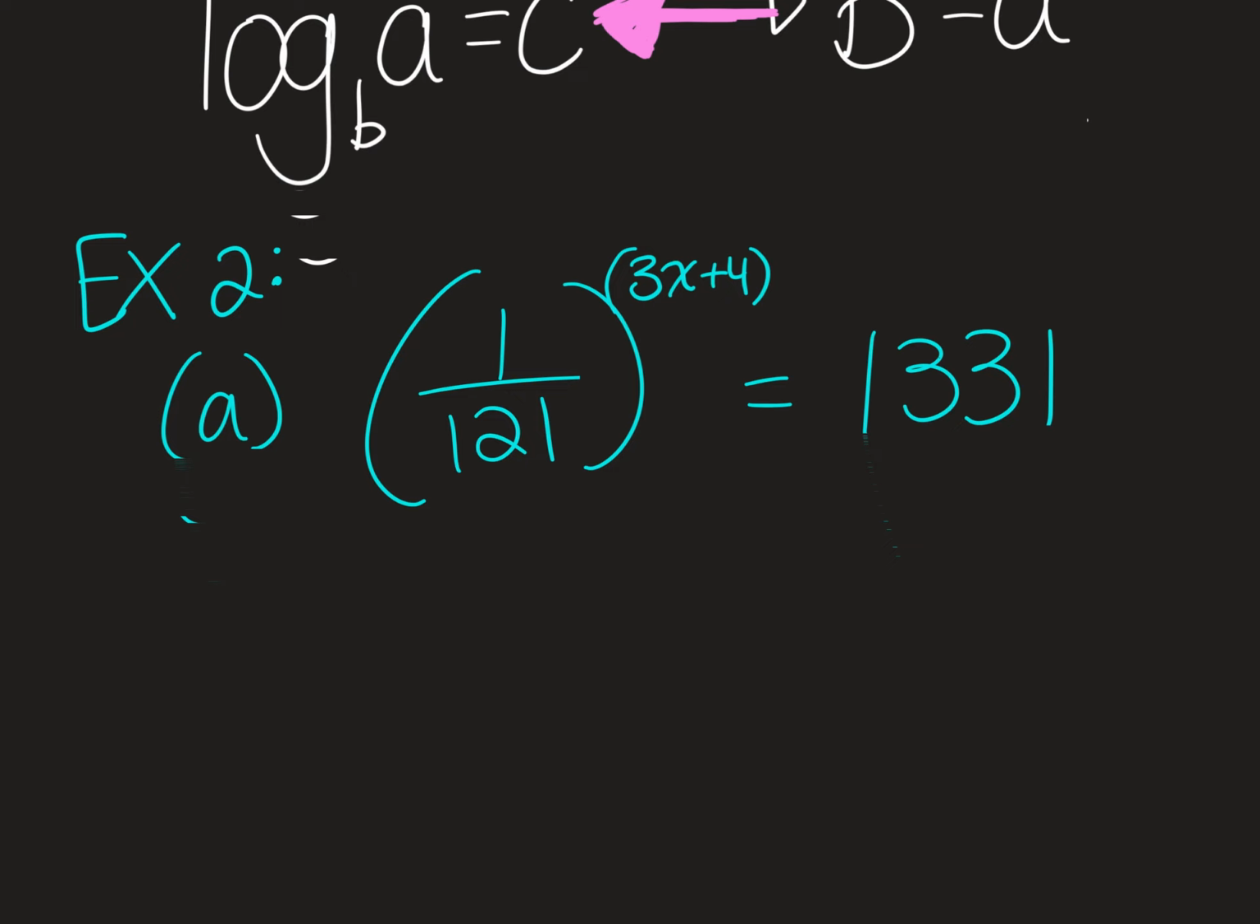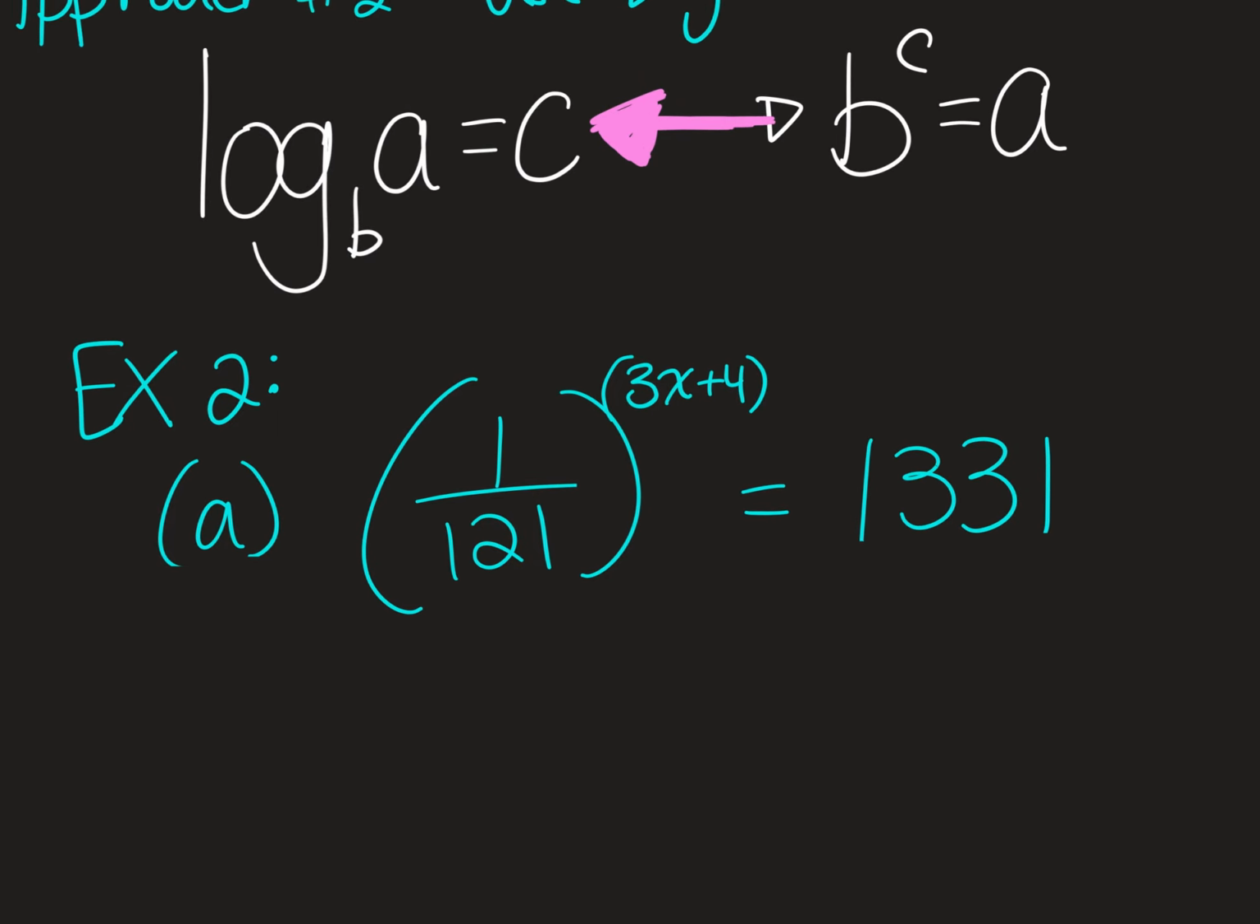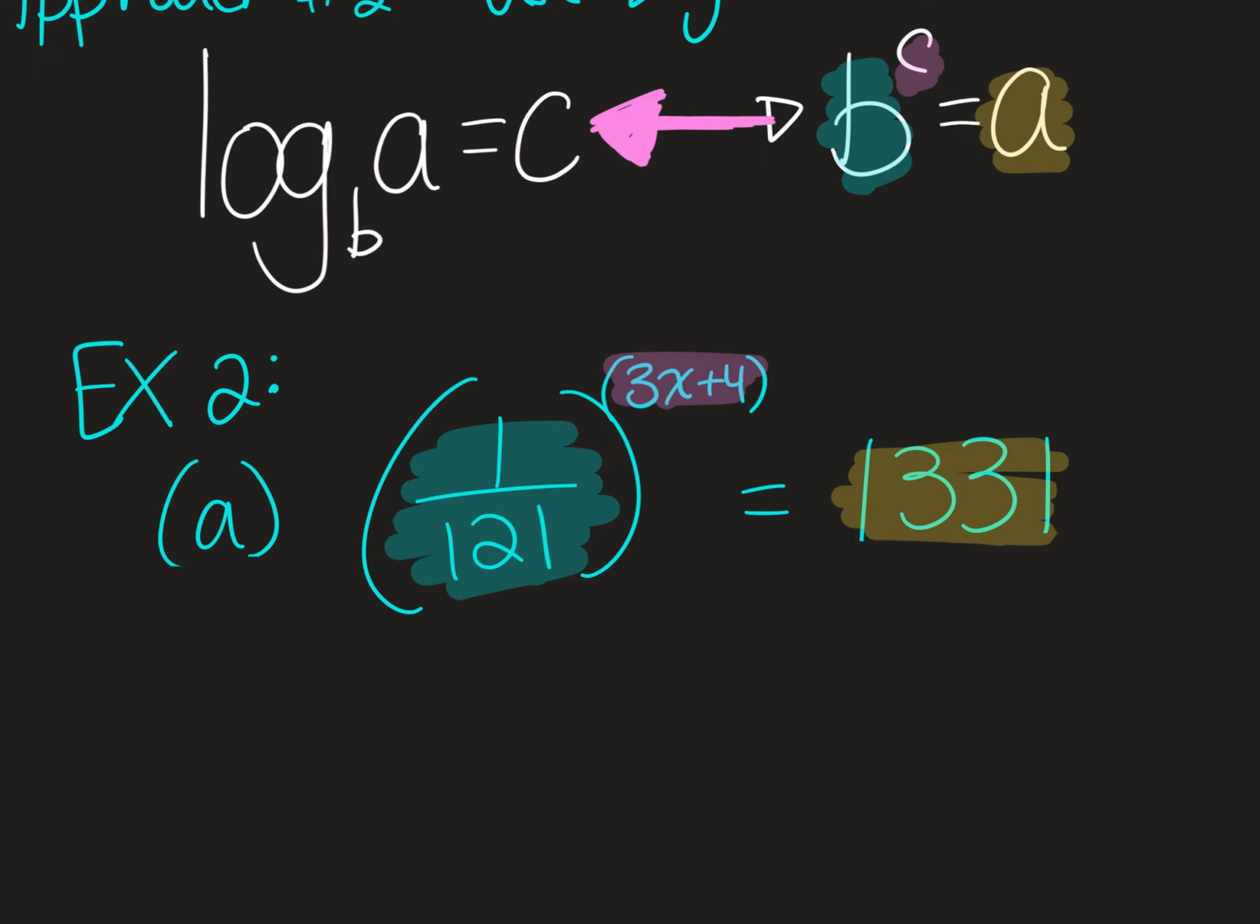All right, so I want to be able to take it from an exponent into a logarithm. So what I have right now is an exponent. And if it helps, you can kind of highlight the things that you know, like your base b, that's this. Your power c, that's this. A is this. That's your exponent. So then when you start rewriting it, you just have to put the right numbers in the right places.